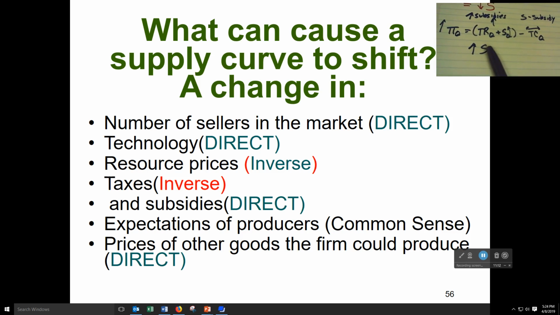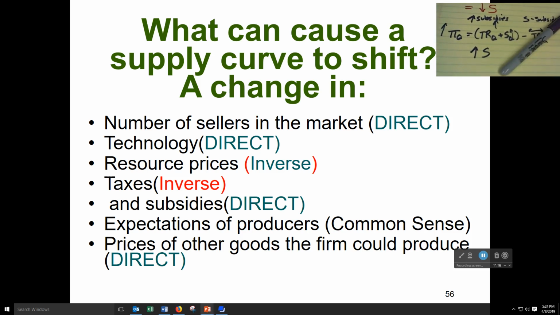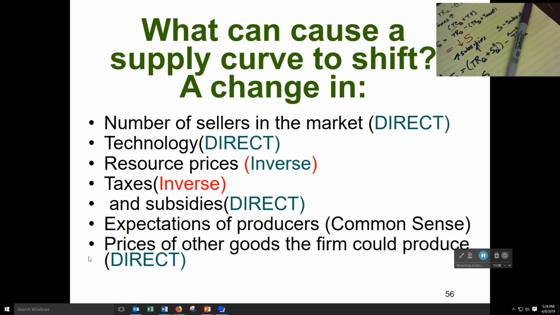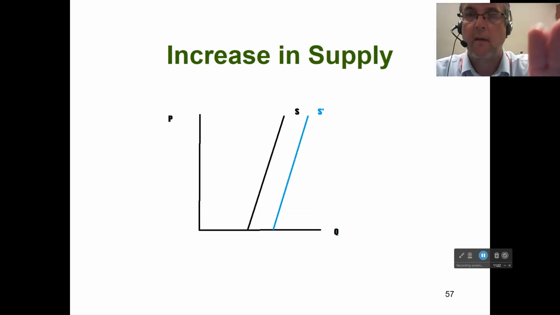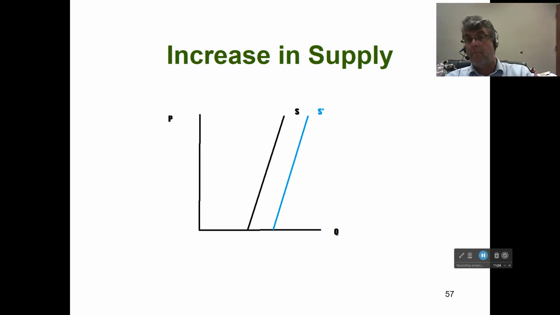And that would cause supply to increase. If you subsidize something, you get more of it. So we're back over here. If we increase subsidies, that's going to increase supply. More electric cars will be supplied at any given price.